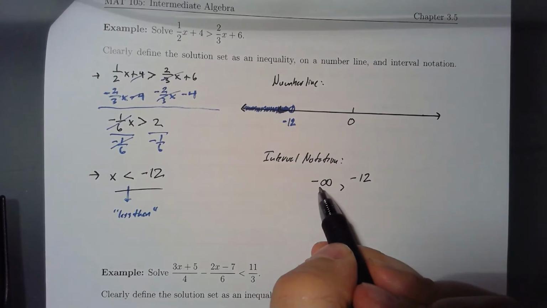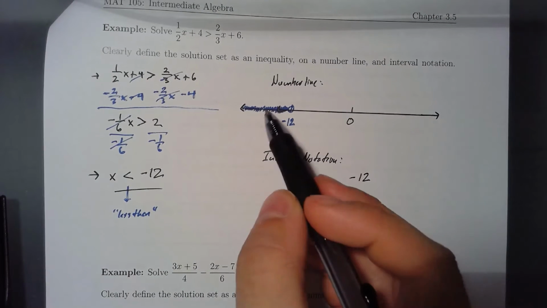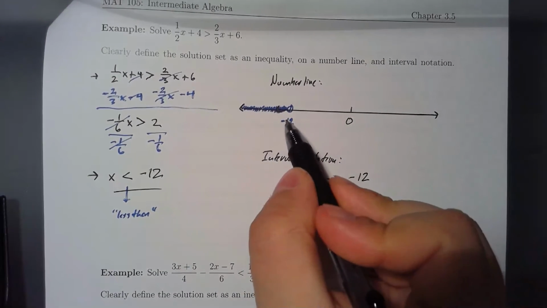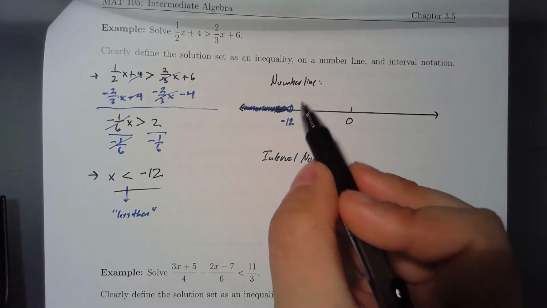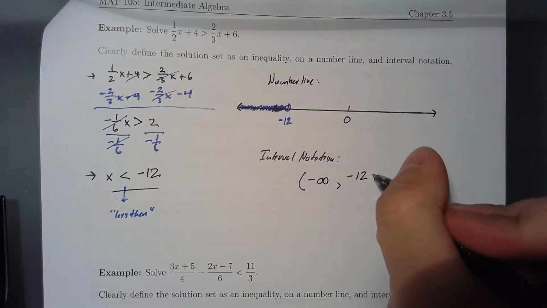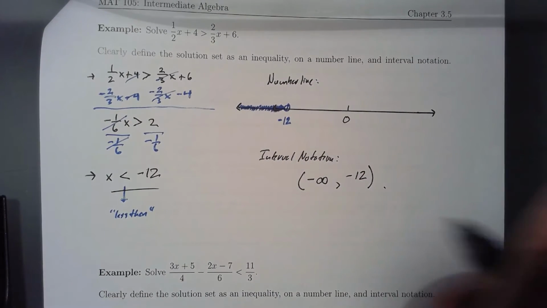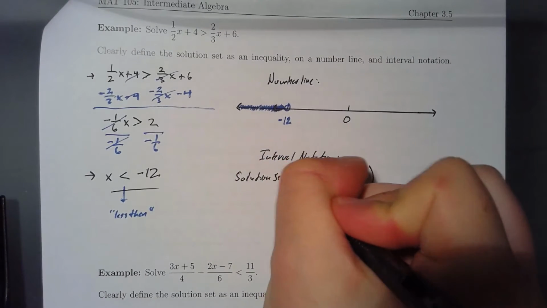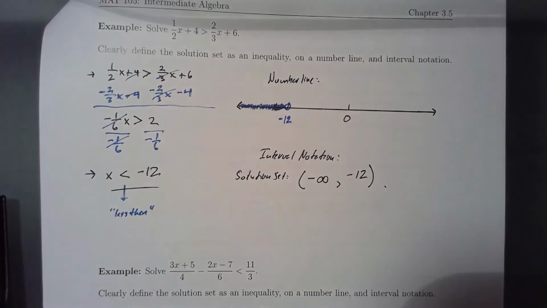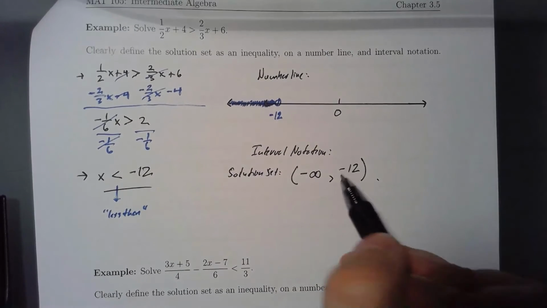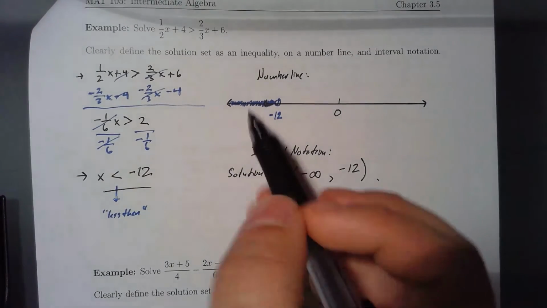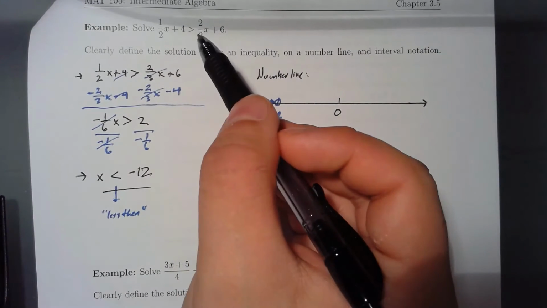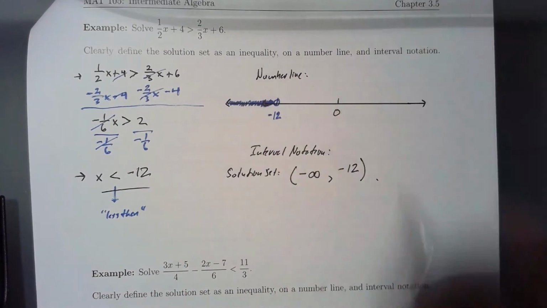Now, remember, negative infinity, whether it's positive or negative, never stops. So it's always going to be open. And negative 12 is not part of this solution. It's open. So negative 12 is also going to be open. That's the solution set. That's it. That means I could pick any value less than negative 12, plug it in here, and I'll get a true statement. I'll get a number that's greater than another number. I'll get a true statement.